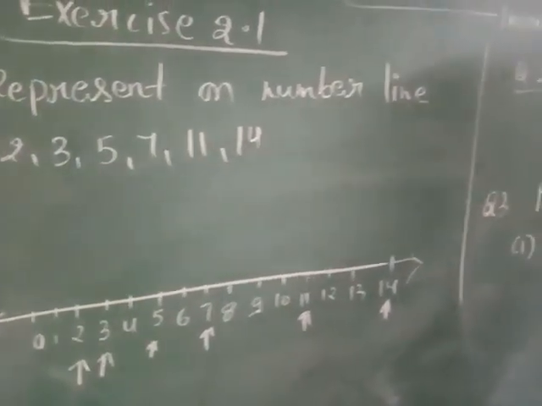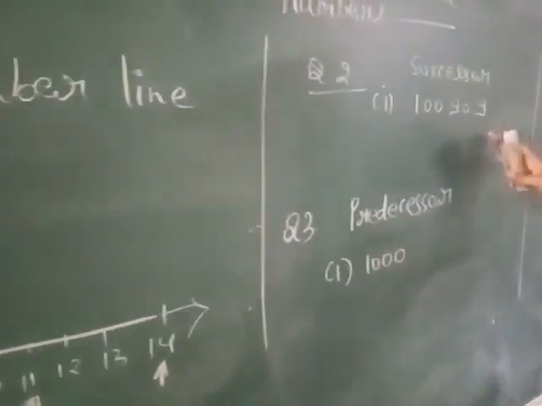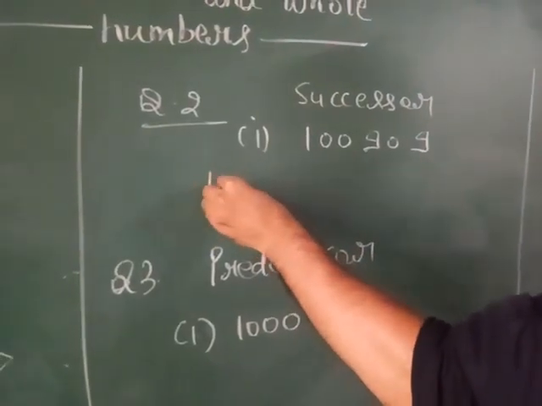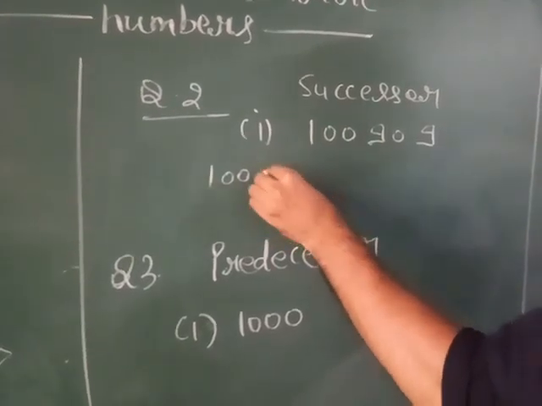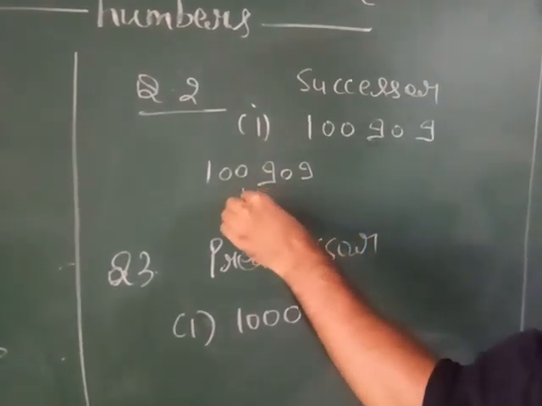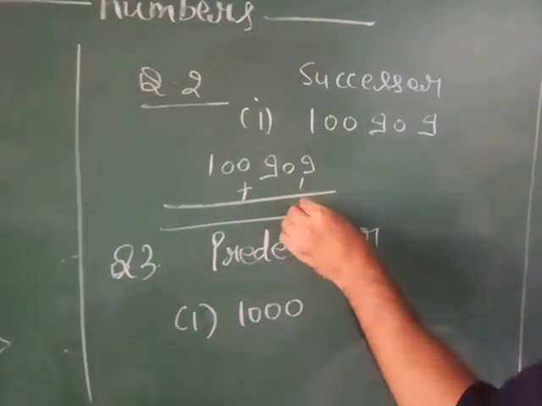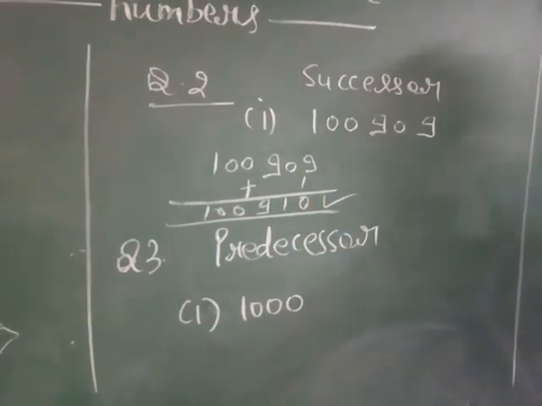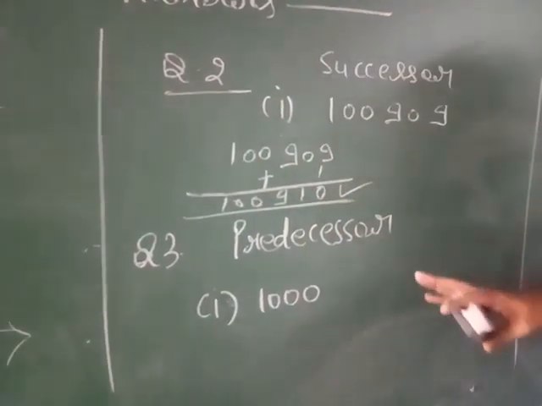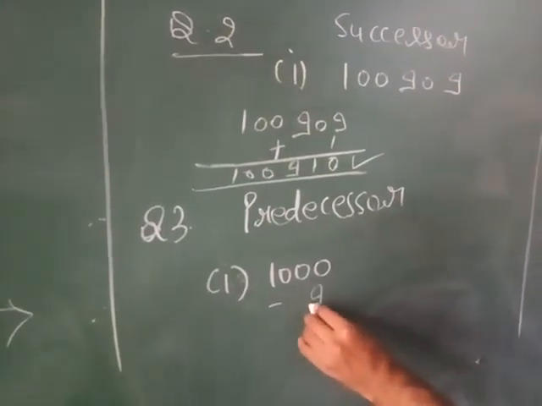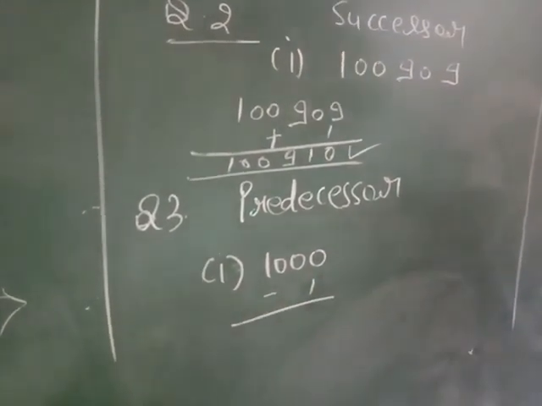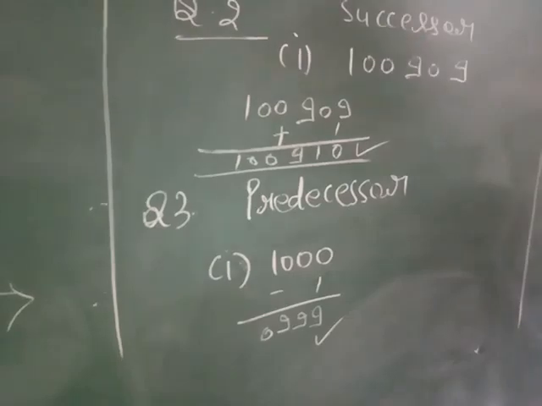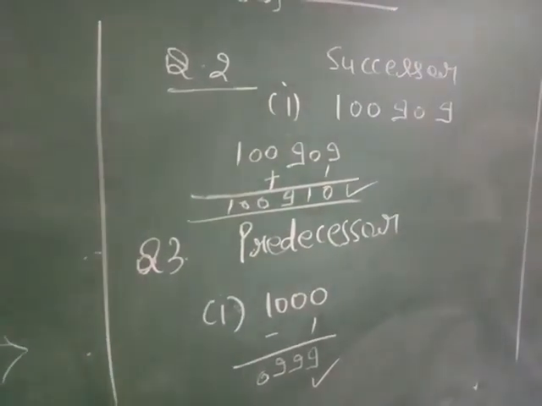Now, question second. In question second, we have to find the successor of the following numbers. First part: to find the successor, add 1 to the given number. So we'll add 1, 10, 1, 9, 0, 0. This will be the successor. In question third, we have to find the predecessor. For finding the predecessor, we will subtract one from the given number, that is 9, 9, 9 and 0. This will be the predecessor. And the remaining parts you can do yourself.